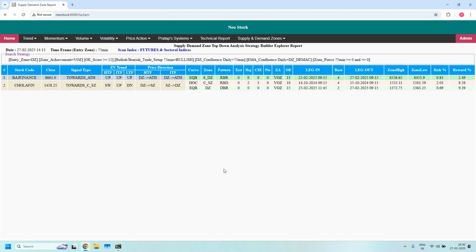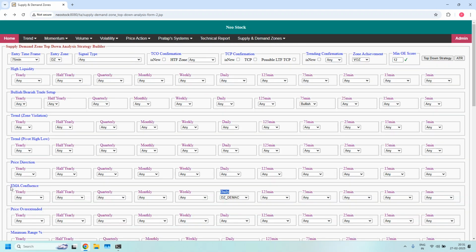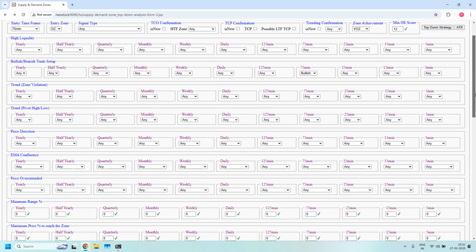Both are having daily demand zones with the daily EMA. In the daily demand zone, our 75 minutes demand zones are overlapped. So that's why they are high probability trade setup supported stocks. Next we will look into whether LTF, ITF, HTF demand zone confluence is available for these stocks. In the EMA confluence, I am removing this EMA filter because this is ITF specific. Now we should focus on HTF.